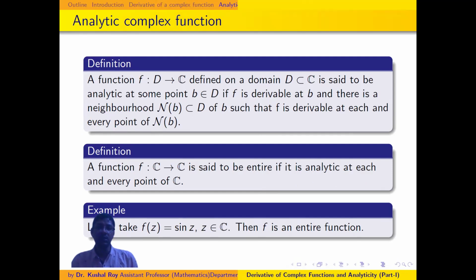Now analytic complex function. A function f from D to C defined on a domain D is said to be analytic at some point b if f is derivable at b and there is a neighborhood N in D of b such that f is derivable at each and every point of N. A function f from C to C is said to be entire if it is analytic at each and every point of C. An analytic function is also called holomorphic function.